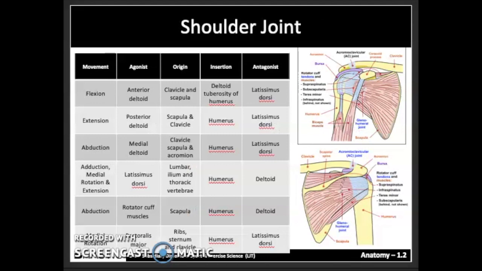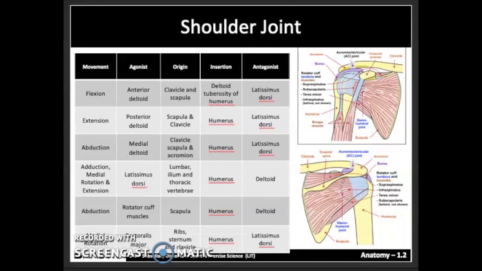In the shoulder joint, there are agonists such as the anterior deltoid, posterior deltoid, latissimus dorsi, rotator cuff muscles, pectoralis major, and medial deltoid. These all have similar or different origins, insertions, antagonists, and movements. For example, the anterior deltoid is an agonist, and the antagonist that works with this is the latissimus dorsi.